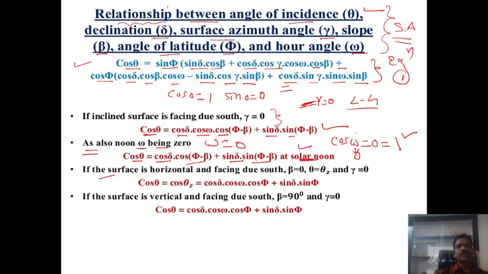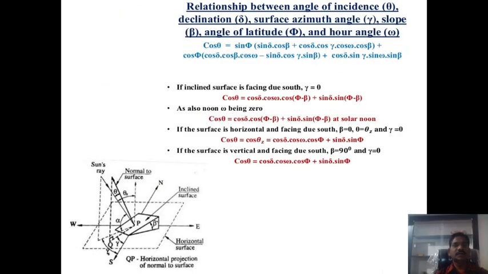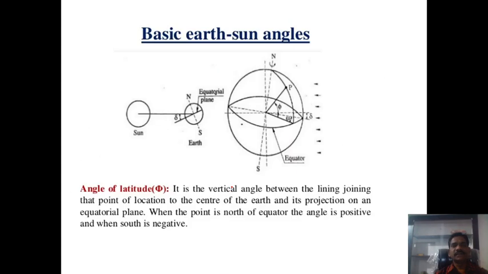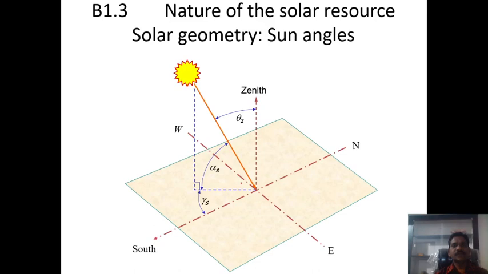Another assumption: if the surface is horizontal and facing due south, we only consider the surface, not any inclined object. Children, we only have a horizontal surface here; we have not placed any kind of collector yet.